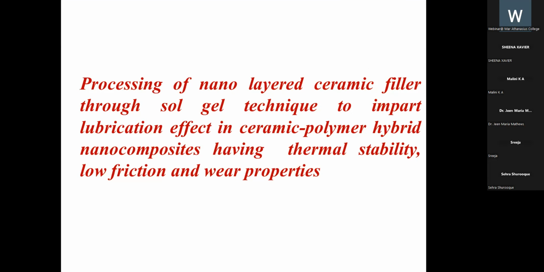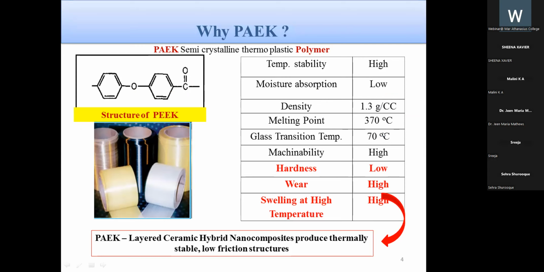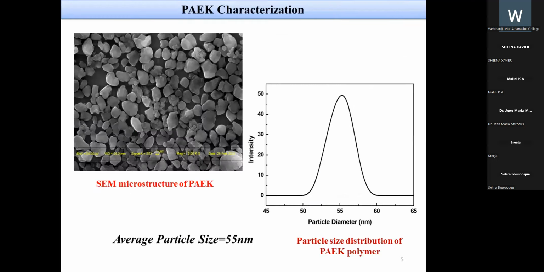Here I have selected a polymer called PEEK, polyaryl ether ketone, as the polymer matrix. This polymer possesses high temperature stability, low moisture absorption, a density of 1.3 gram per cc, a high melting point of 370 degrees Celsius, a glass transition temperature of 70 degrees Celsius, and high machinability. But its disadvantages are its hardness is very low, it shows high wear, and it shows swelling at high temperature. So in order to overcome these disadvantages, I have incorporated certain ceramic fillers into it.